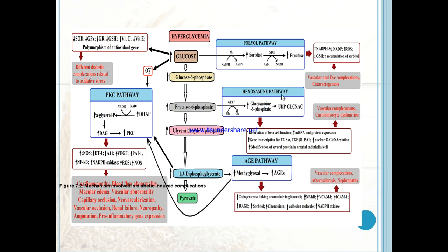Next is the hexosamine pathway. Again, due to the increased glucose, there will be increased fructose 6-phosphate generation. As a result, through this hexosamine pathway there is deterioration of beta cell function, gene transcription for different inflammatory or pro-inflammatory mediators, then mRNA and protein kinase expression, and this is again related to vascular complications.